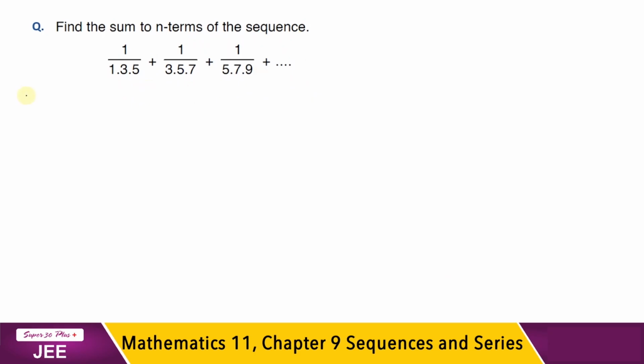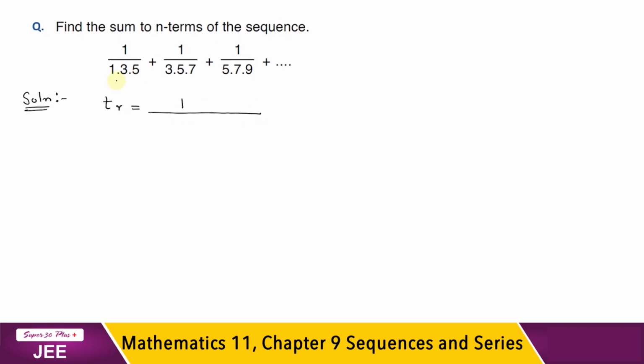So let's begin with the solution part. Find the sum of n terms of this sequence. We are first going to write the general term. Let us consider it to be Tr, and Tr will have 1 in the numerator because in each and every term the numerator consists of 1 only. So we have to think upon the denominator only.